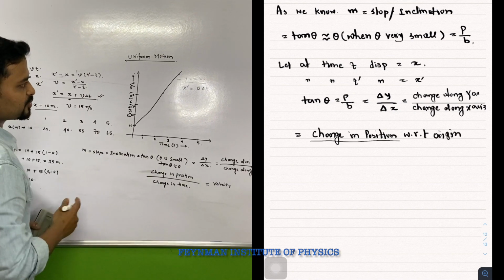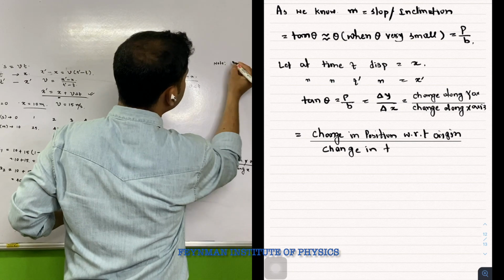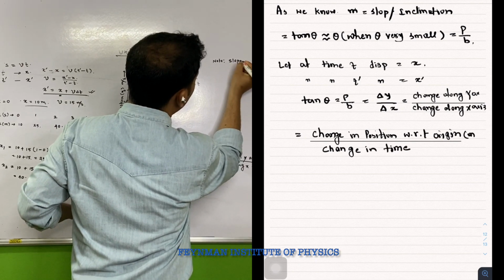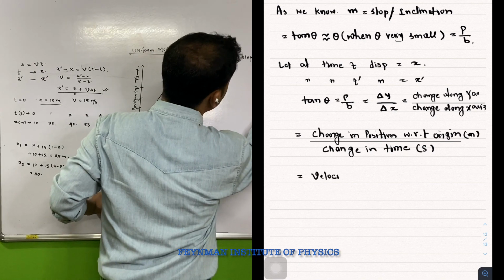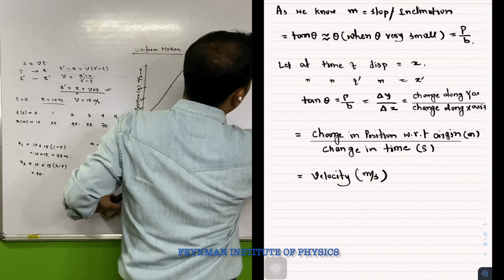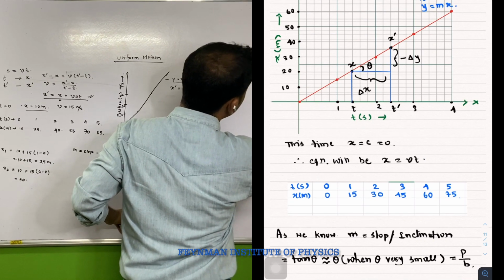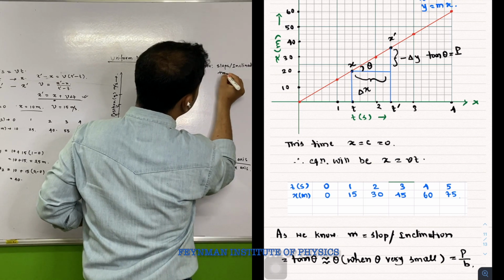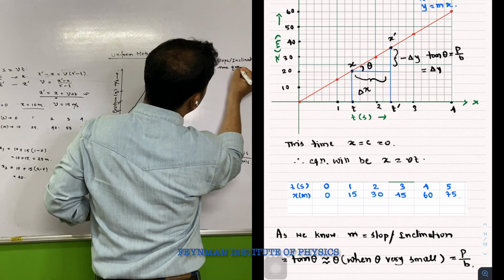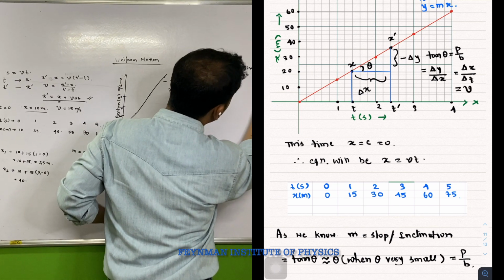Make a note of this: the slope or inclination of the position versus time graph is velocity.